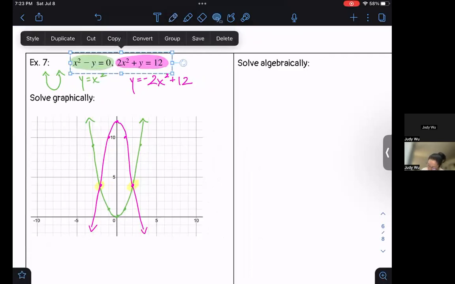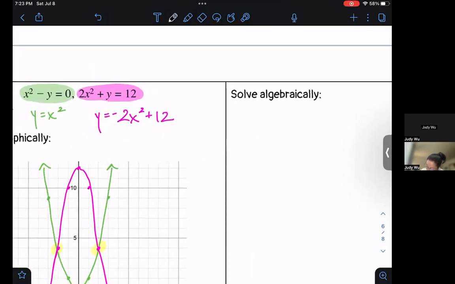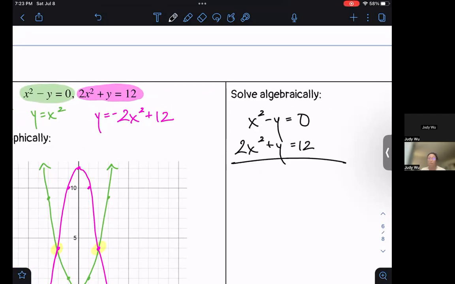Let's see how we can do it. I'm going to start from the beginning. x squared minus y equals 0, and then 2x squared plus y equals 12. Now, why am I stacking these two equations? Because I noticed that the y's have the same coefficient. They both have a coefficient of 1, and they're going to get eliminated because 1 is positive and 1 is negative.